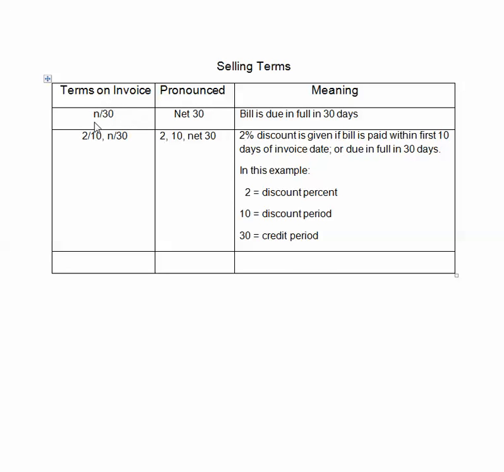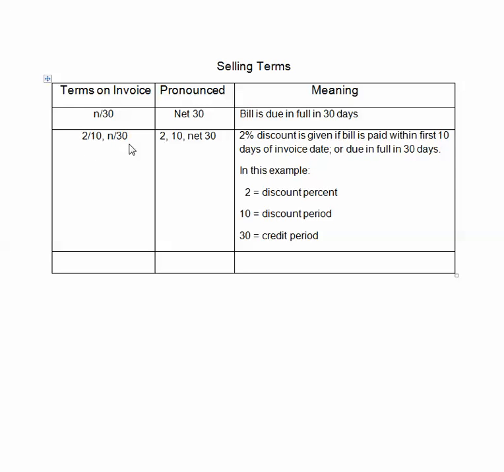If the terms on the invoice say N/30, which is pronounced net 30, that means that the bill is due in full, interest-free, in 30 days. If the terms on the invoice say something like 2/10 net 30, that means that the customer is being offered a 2% discount if they pay quickly, meaning within the first 10 days of the invoice date. If the customer does not pay within the first 10 days, the customer still has a total of 30 days to pay the bill in full.